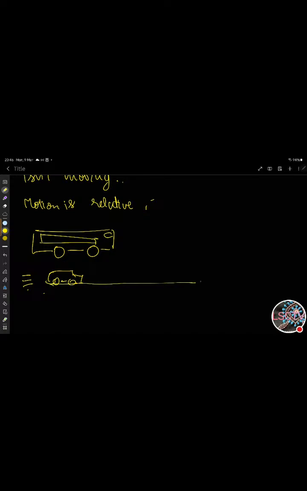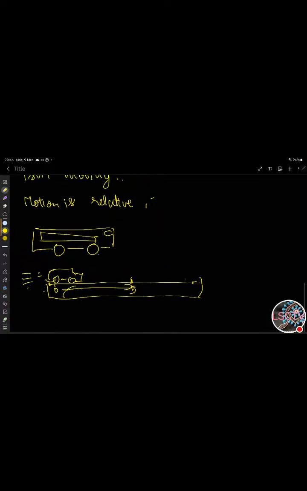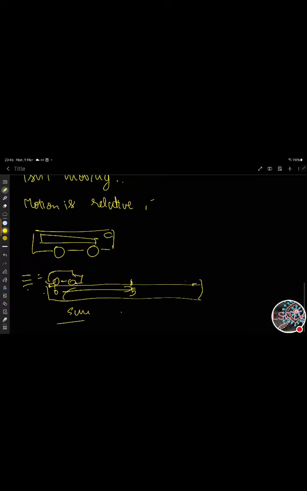Let's say you place a scale here, and when you look from a distance, the car is above the scale. You notice that the car starts moving from 0 and it stops somewhere. Let's say it stops at 5. This length, which is 5 centimeters, is the distance traveled by the car.